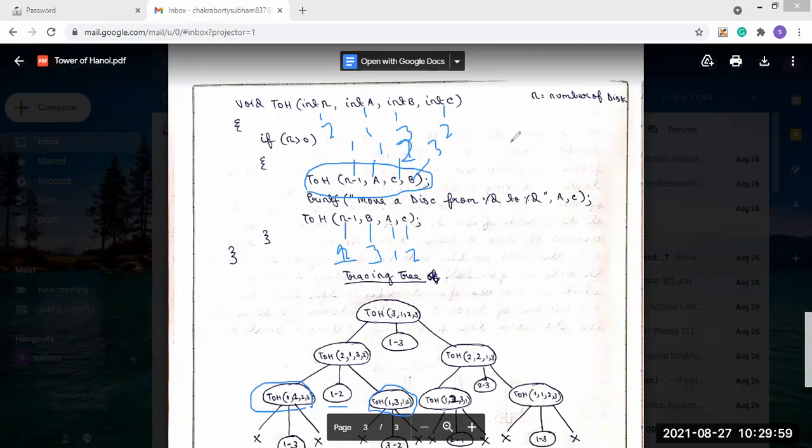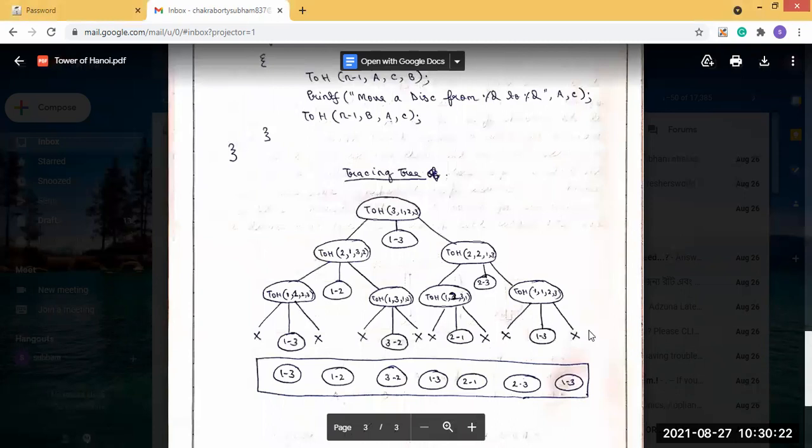The next, what will happen in this case is the same as here also. For Tower of Hanoi 2213, it will become Tower of Hanoi 1231. That means if we put the values here, then after this the tracing tree will become like this.